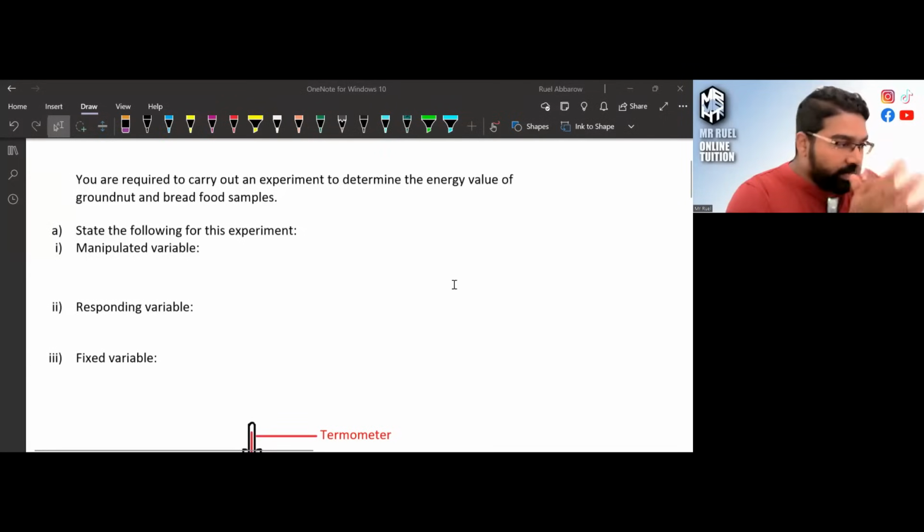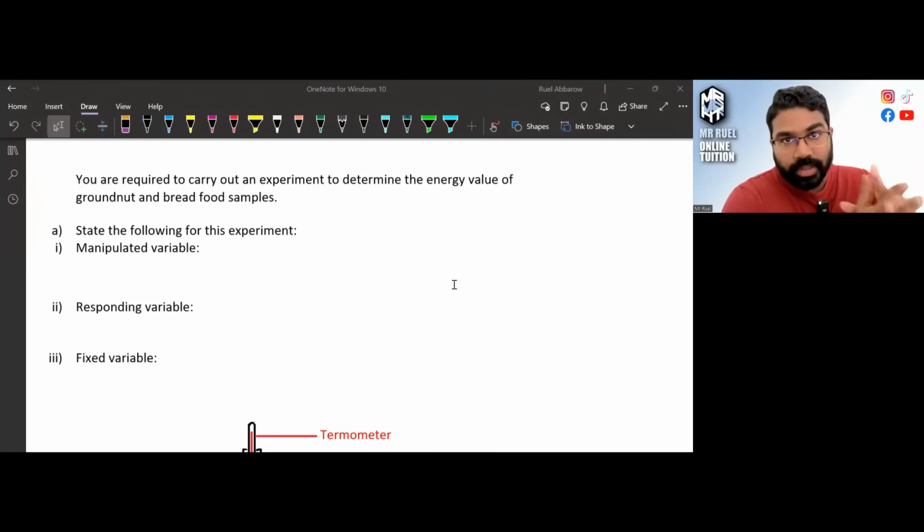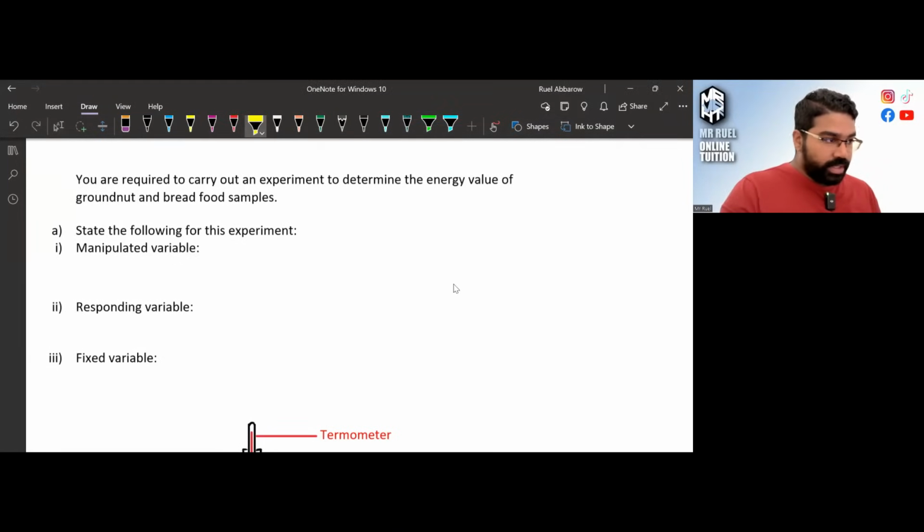All right, guys, for this paper, we are going to discuss biology paper 3. We are going to do the energy value of food subtopic. All right. So let's get right to it. So you're required to carry out an experiment to determine the energy value of groundnut and bread food samples.